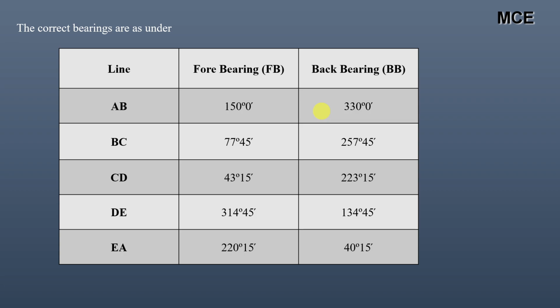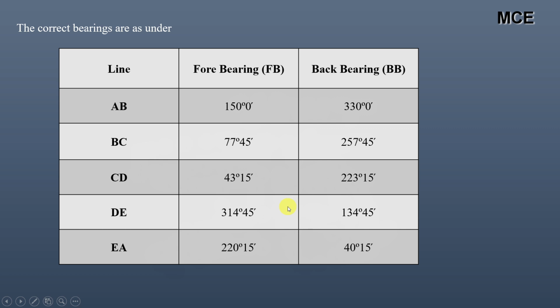The final bearings, that is the correct bearings, are given in this table. Line AB, bearing 150 degrees and back bearing 330 degrees. Line BC, bearing 77 degrees 45 minutes and back bearing 257 degrees 45 minutes. Line CD, bearing 43 degrees 15 minutes and back bearing 223 degrees 15 minutes. Line DE, bearing 314 degrees 45 minutes and back bearing 134 degrees 45 minutes. Line EA, bearing 220 degrees 15 minutes and back bearing 40 degrees 15 minutes.